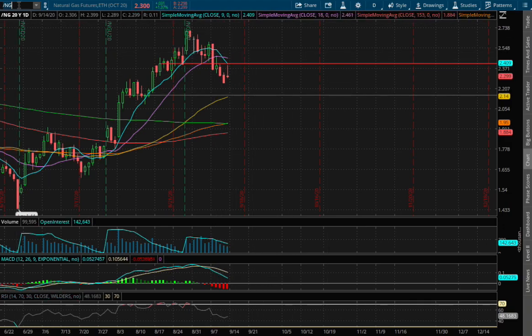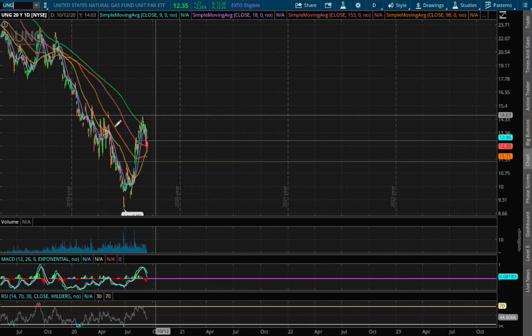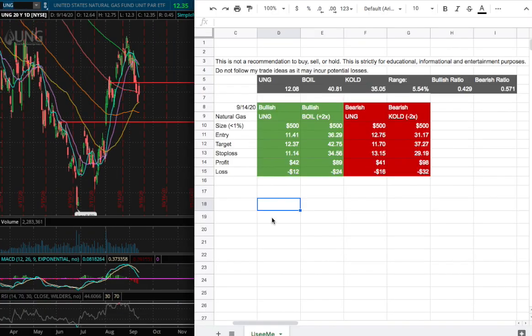So for the trade idea of the week, I'll be trading UNG, and for my position size, it's going to be less than 1% of my portfolio. My entry will be $11.41 for my long position, and that is this range right there. And my sell target will be $12.37, and my stop loss will be $11.14.